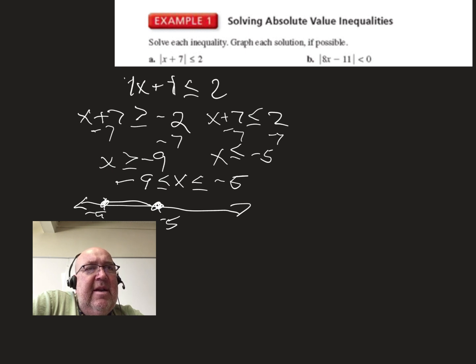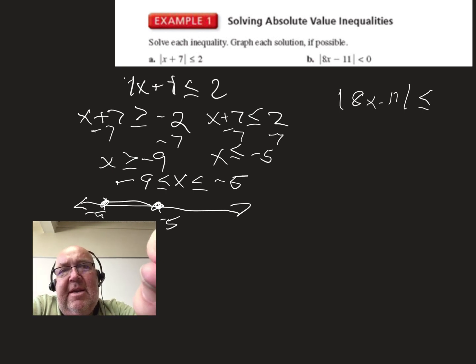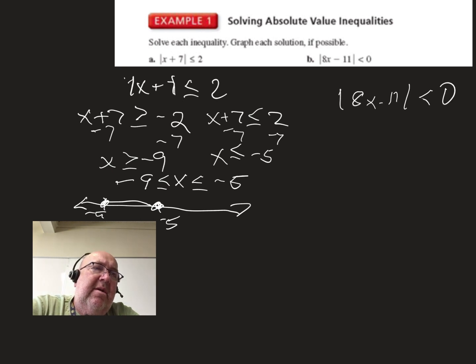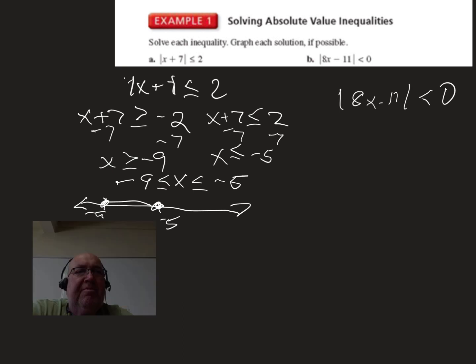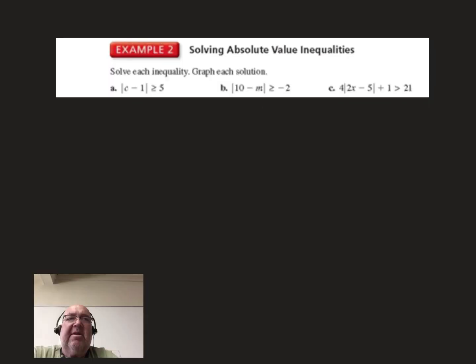Okay, so let's look at this. The absolute value of 8x minus 11 is less than, just less than, 0. If you'll remember back to the definition that we had, 0 is not greater than 0, so there is no solution to this. Look at a couple more examples.